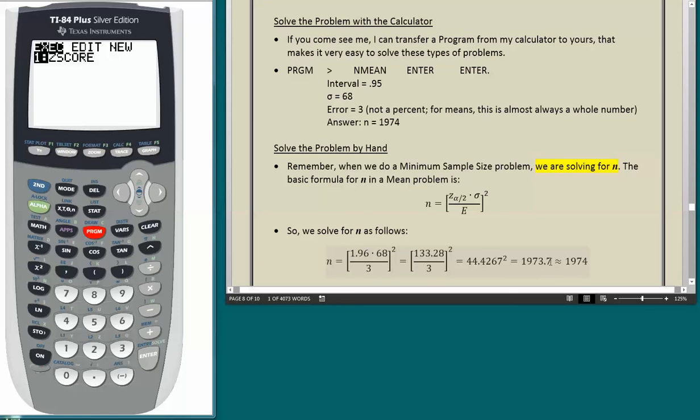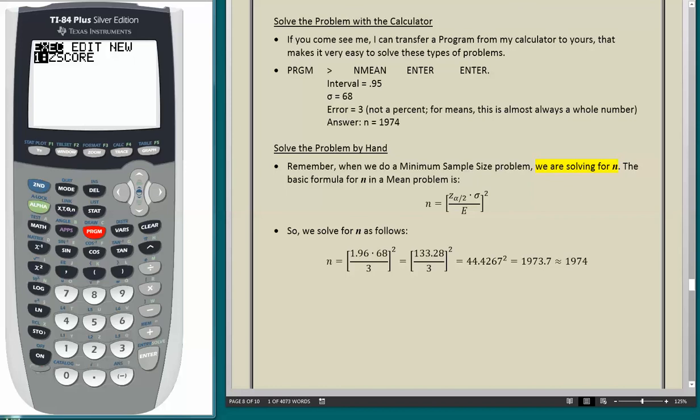And the rounding rule for minimum sample size questions is you always round up. So in this case, because this is 0.7, we would round up anyway. But even if it was 0.1, you always round up in a minimum sample size question. So the answer here is 1,974, which is the same answer that you would get if you had the program in your calculator. And that is the end of this rather lengthy presentation.